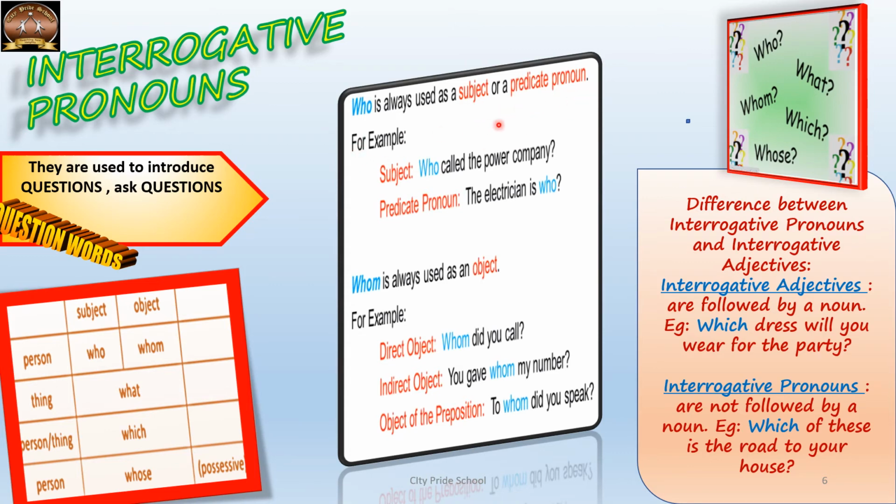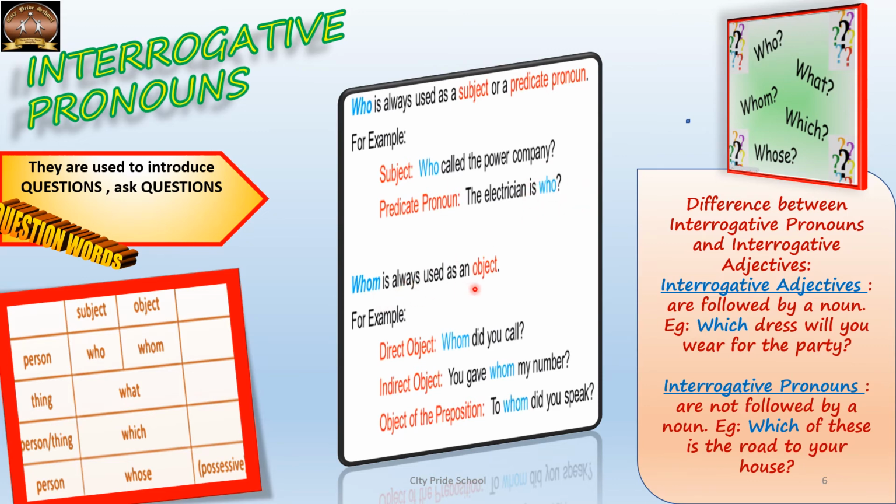If it is used as a subject, then it will begin the sentence, like: Who called the power company? If it is used as a predicate pronoun, it will be a part of the predicate. If you remember the concept of subject and predicate, the subject is the hero or heroine of the sentence, and the predicate is the verb plus the rest of the sentence. So here in this sentence, the electrician is the subject, and is who is the predicate. So who here is forming a part of the predicate, so it is called a predicate pronoun.